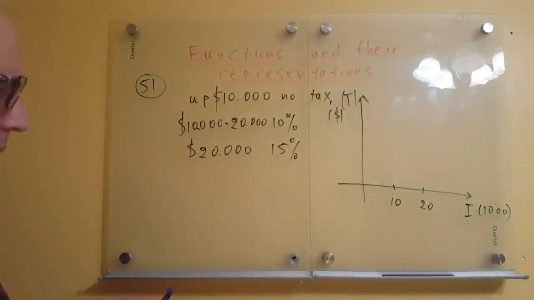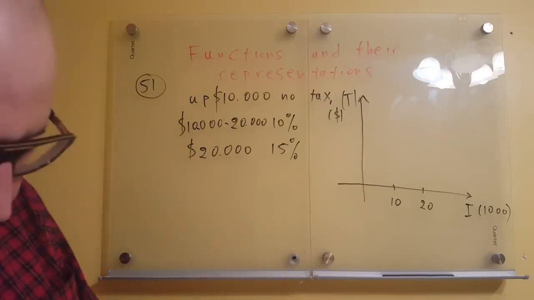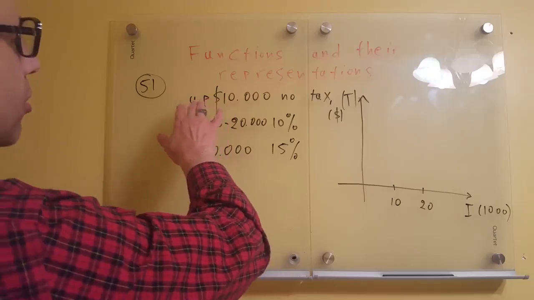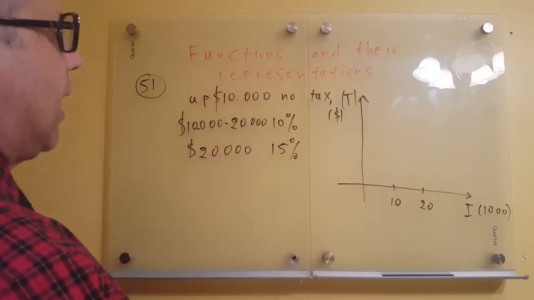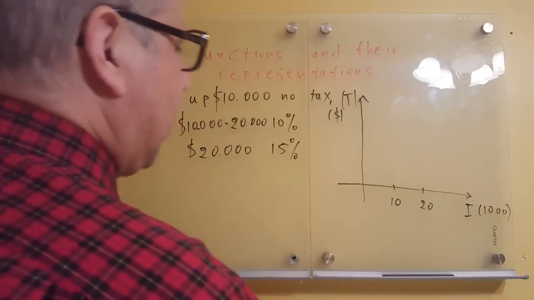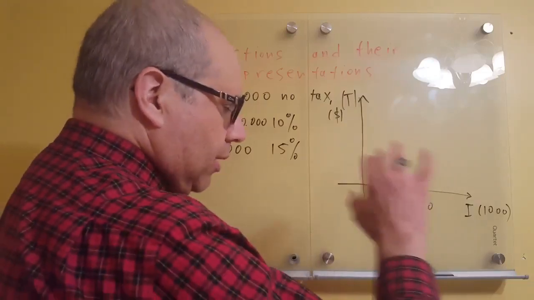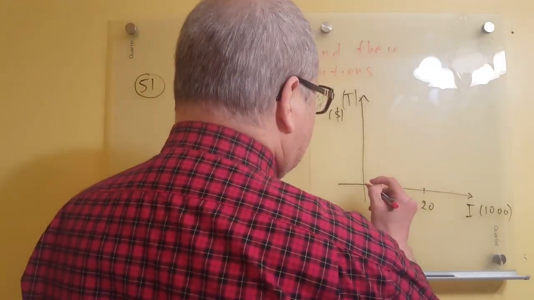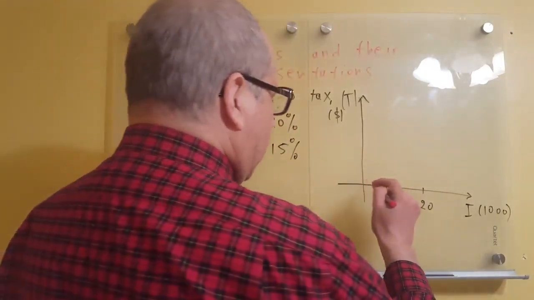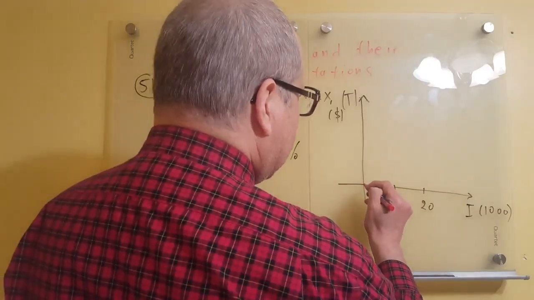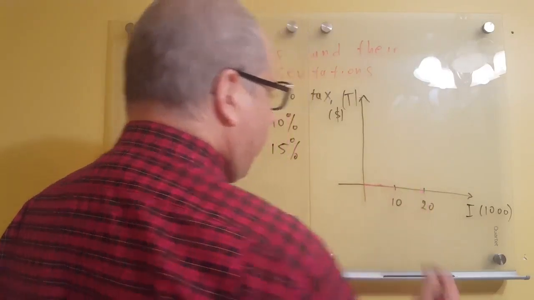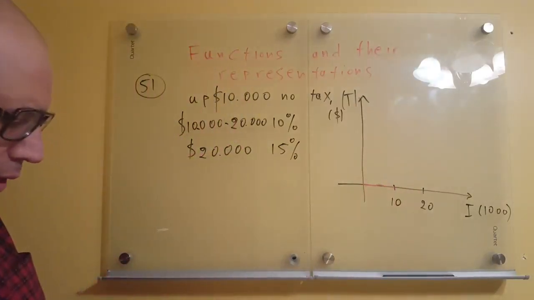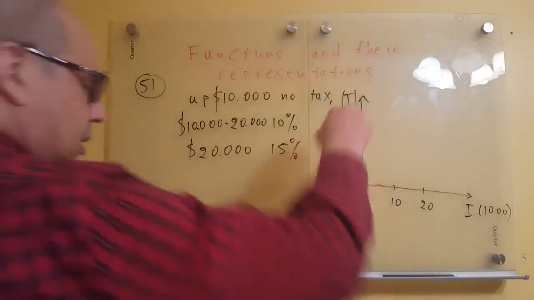So and let's use here a red color. So we said somebody that makes less than or equal to 10,000 pays no taxes. So that means that the first part of the graph should be like a straight line from here to here. Before I do this, I have to put some numbers here.